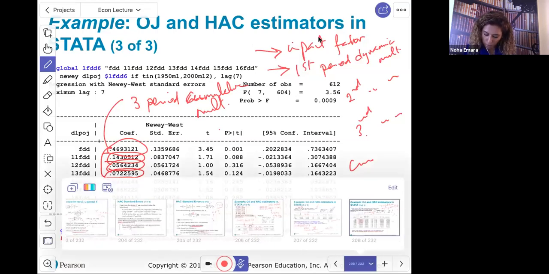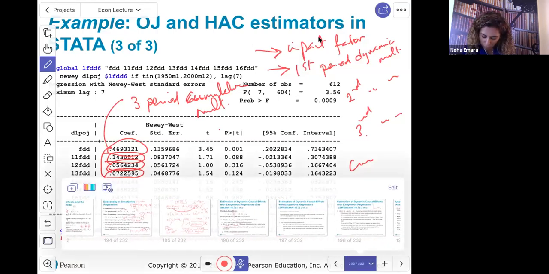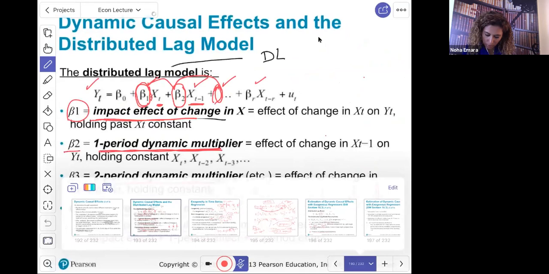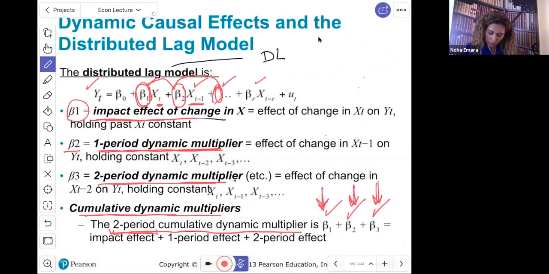Again, we keep going to the same slide, which has all the terminologies. So impact effect is the coefficient attached to X t. First period dynamic multiplier is the coefficient attached to the first lag. Second period dynamic multiplier is the coefficient attached to the second lag. And then I can ask you, what is the two period cumulative multiplier? You need to add lag one, lag two to the present. Three period cumulative multiplier is lag one, lag two, lag three to the present.